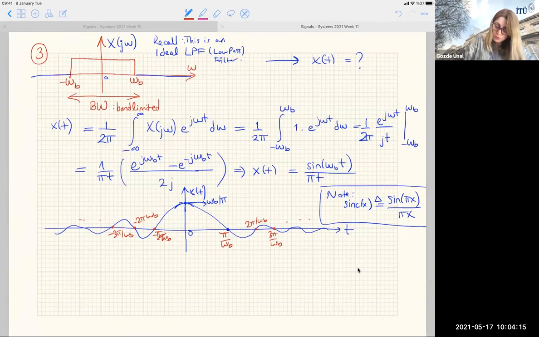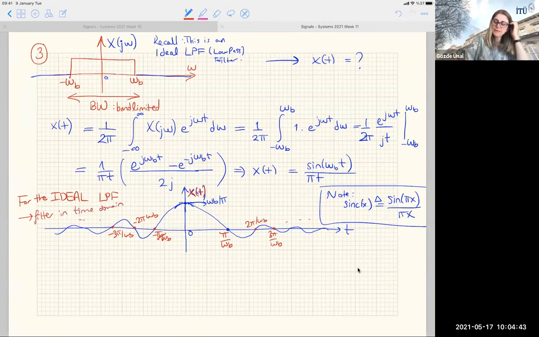What do you observe, guys? For the ideal low pass filter, the time domain signal is infinite length. As the name implies, this is the ideal low pass filter. The filter in time domain is infinite length, guys.